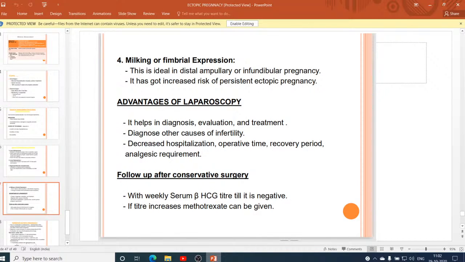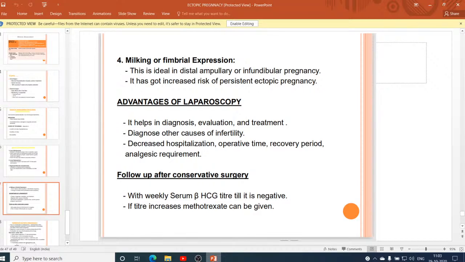Milking or fimbrial expression. This is ideal in distal ampullary or infundibular pregnancy. It has got increased risk of persistent ectopic pregnancy. So nowadays we are not doing this fimbrial expression. Advantage of laparoscopy, it helps in diagnosis, evaluation and treatment. Diagnose other cause of infertility. Decrease hospitalization, operation time, recovery period and analgesic requirement.